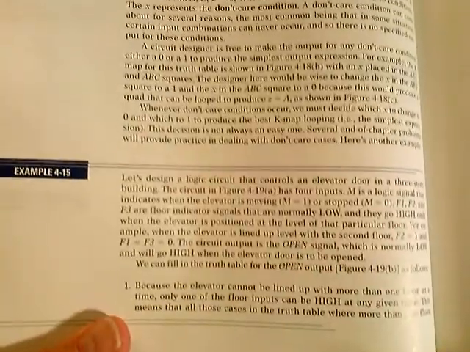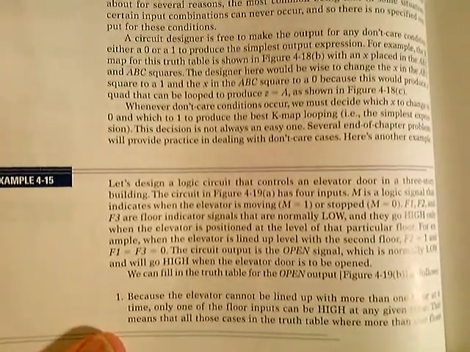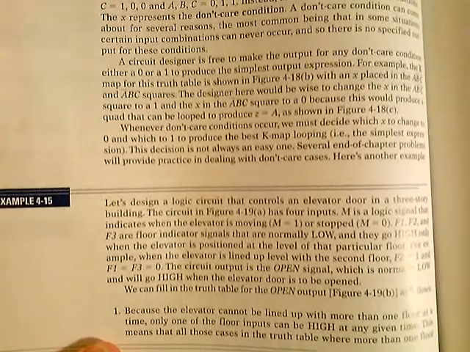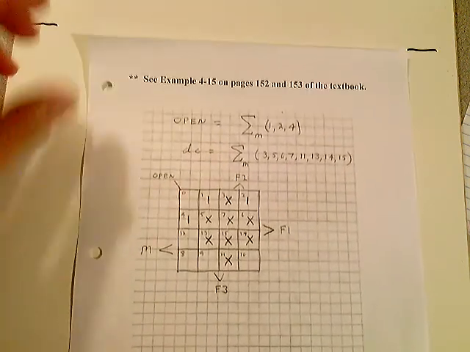In your textbook on pages 152 and 153, there's example 4.15. If you have a different version, this is the example we're looking at here. It says, let's build a logic circuit that controls an elevator door in a 3-story building. So I want you to get your textbook out and look that example over, and the design of that problem looks like this.